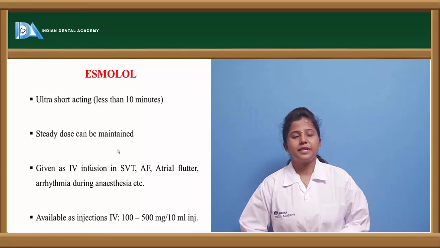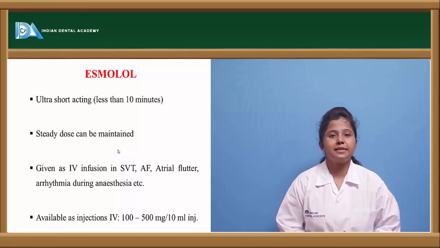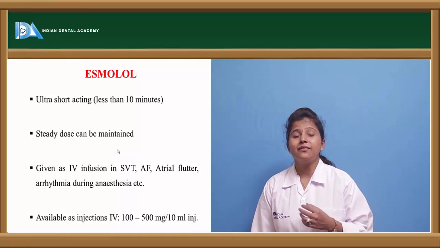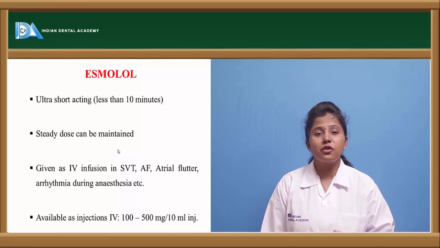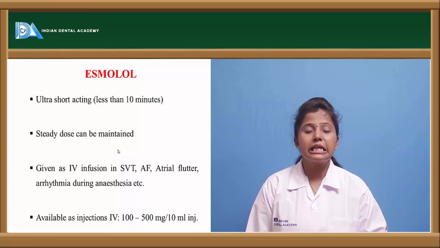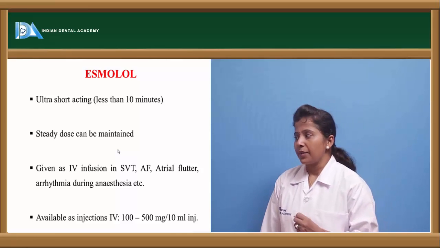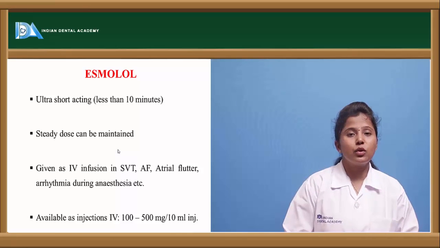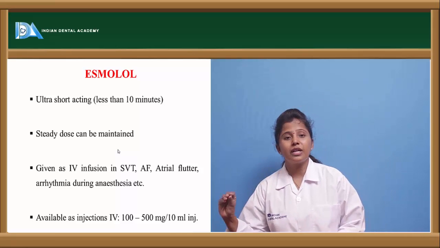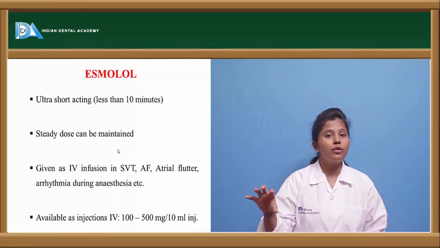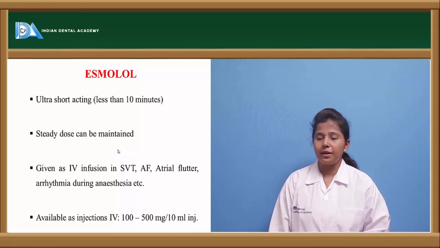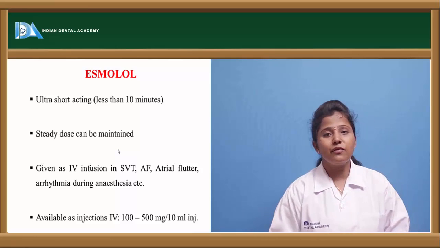The other drug is esmolol. Esmolol is also a beta-1 receptor antagonist. It is a very short acting drug. In the sense, the duration of action of esmolol is less than 10 minutes. That is the reason it is categorized as an ultra short acting drug, and the steady dose can be maintained. So what does this mean? Once it reaches the peak concentration, the effect shown by this drug at peak concentration is sustained for a longer period of time, and it is given as an IV infusion.